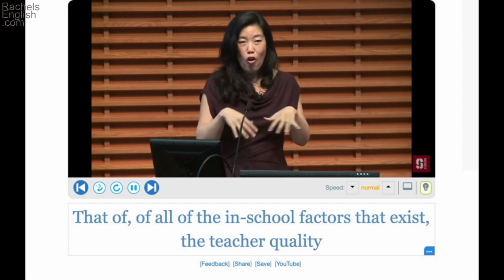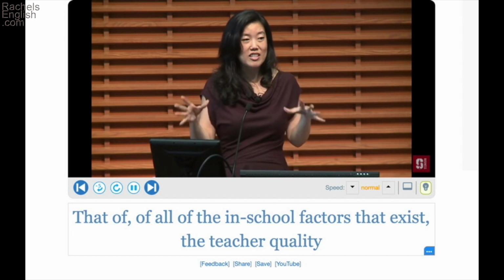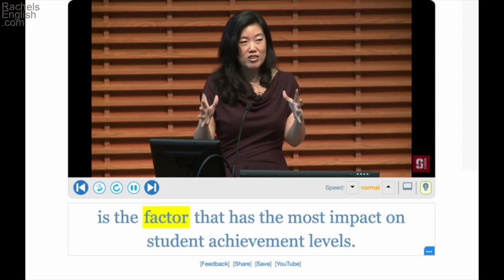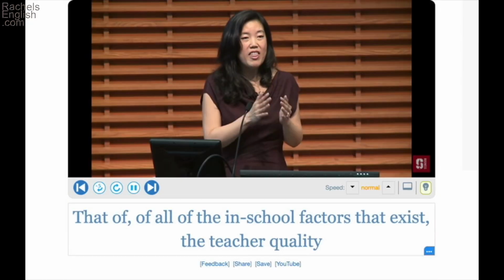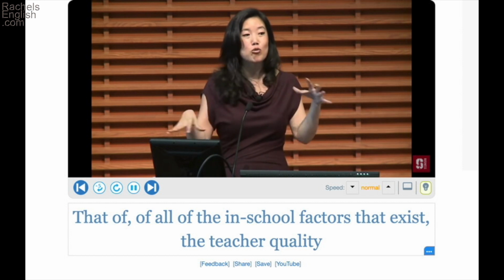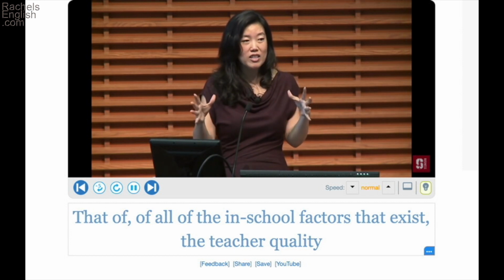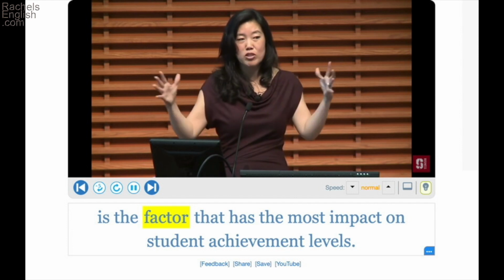Here's another example. That of all of the in-school factors that exist, the teacher quality is the factor that has the most impact on student achievement levels. The in-school factors. So that would be the things that have an effect on student achievement levels in school. This is different from things like at-home factors, family stress, something like that.